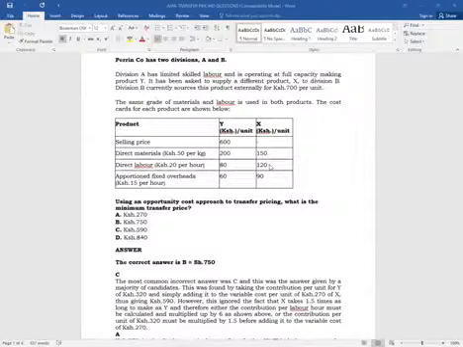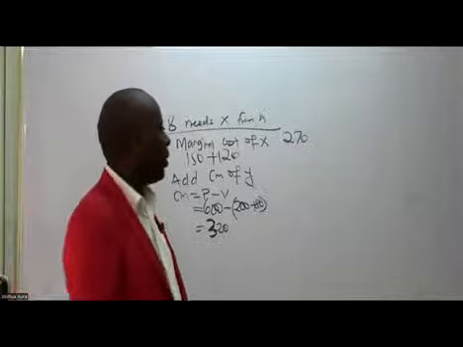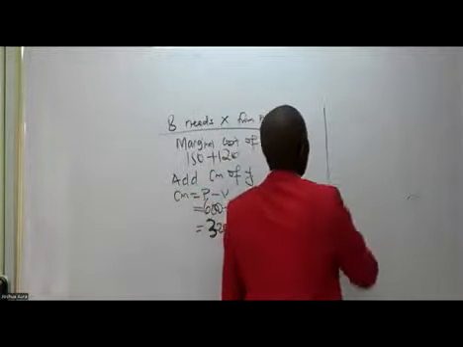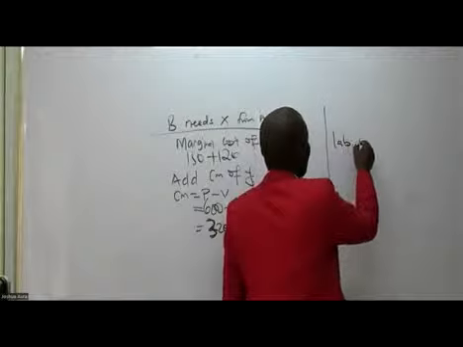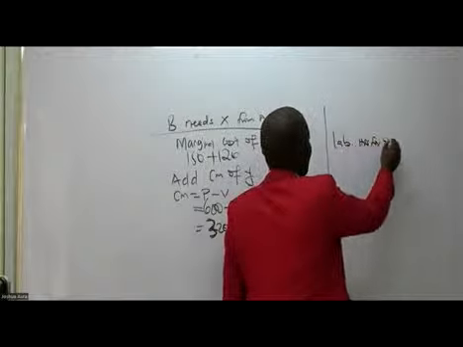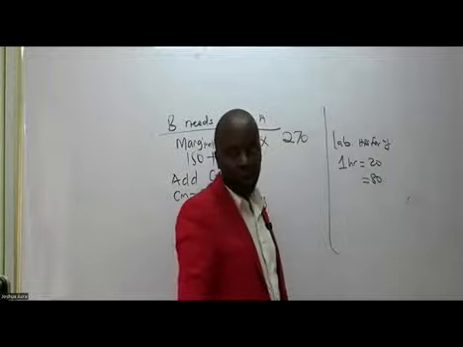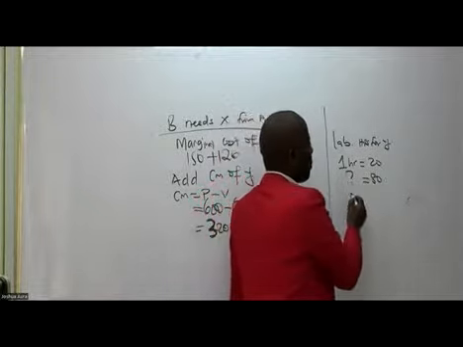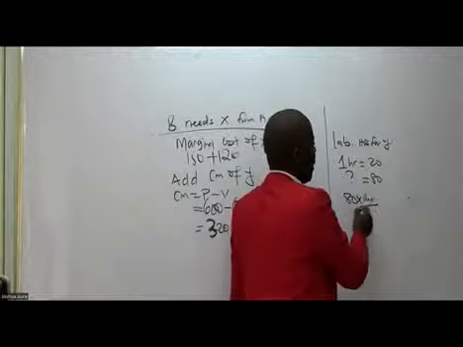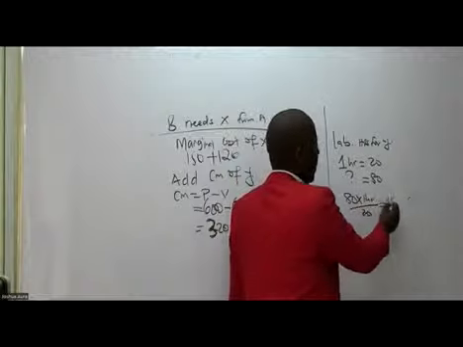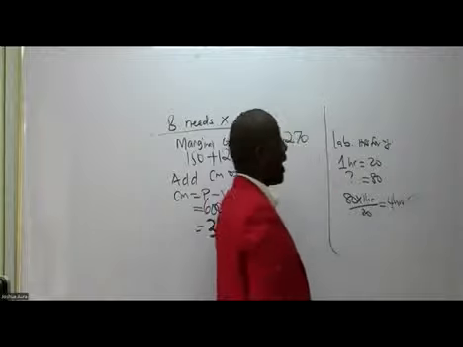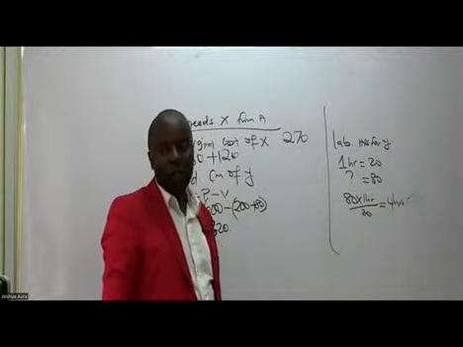I would want to get the labor hours for Y and the labor hours for X. So labor hours for Y. I know that 1 hour equals 20 bob. How about the number of hours in the 80? If I cross multiply, this will be 80 times 1 hour divided by 20, which gives me 4 hours. So for Y, I need a whole 4 hours.